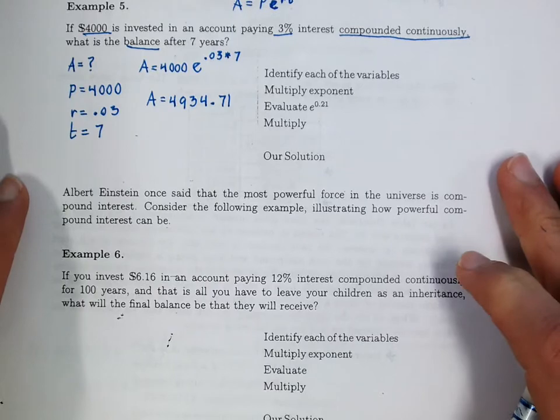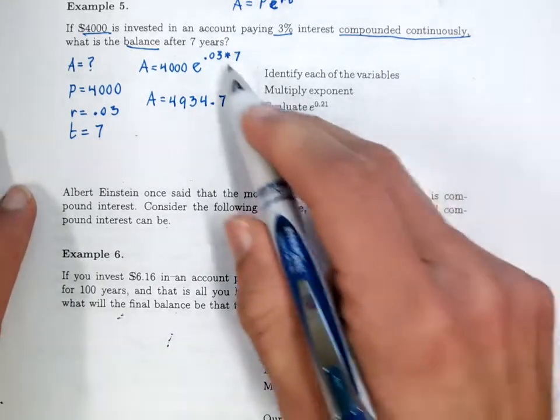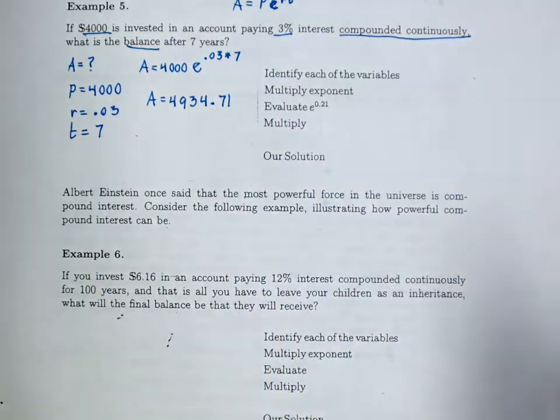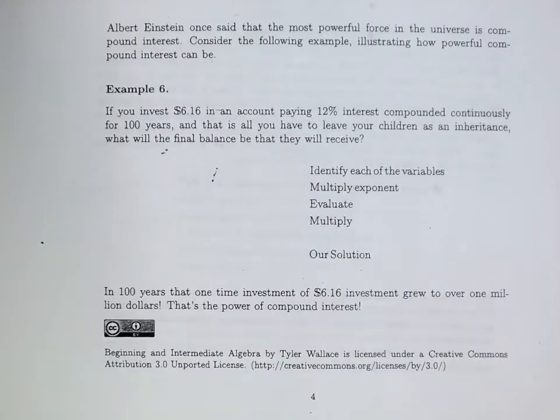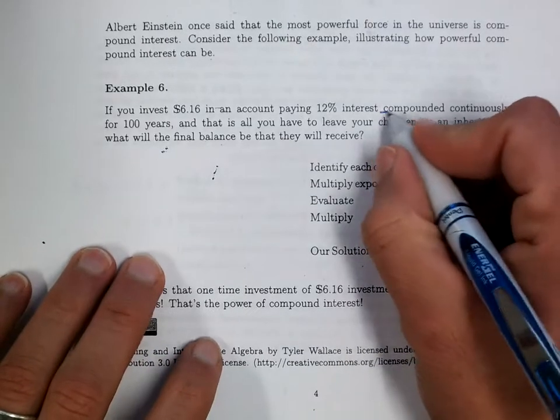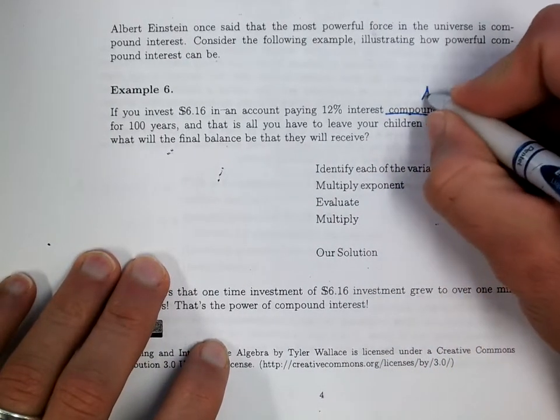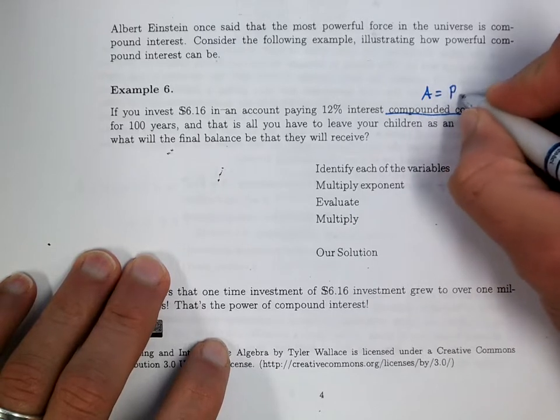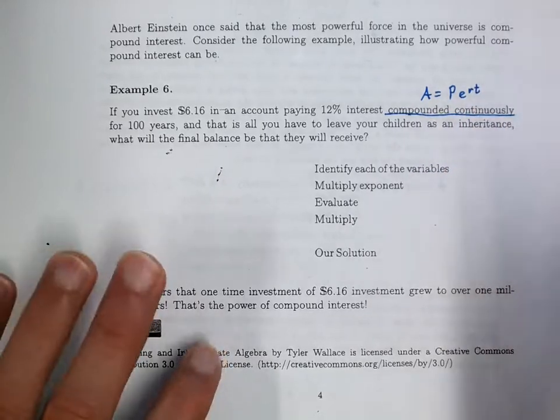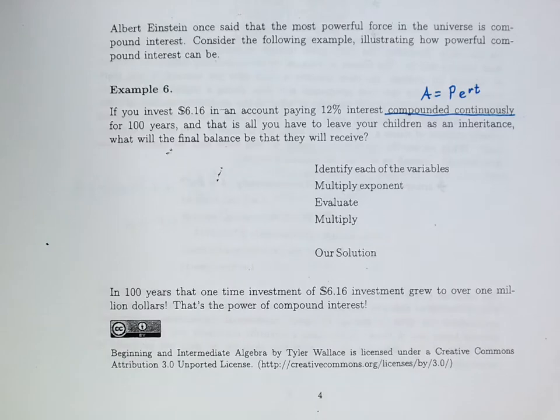All right, so that's it for that solution. You can do a lot of things. You can multiply that 7 and that 0.03 if you like. Knock yourself out. All right, finally, example 6. Again, here's the key word. If you see compounded continuously, you're going to use this formula: A is equal to P e to the rt. Some people call it PERT. You can call it whatever you want as long as you remember it and you know how to use it.